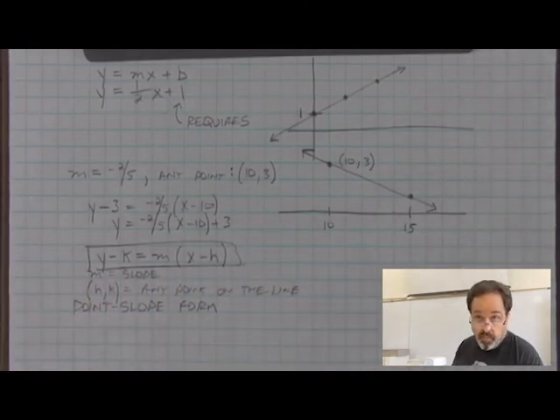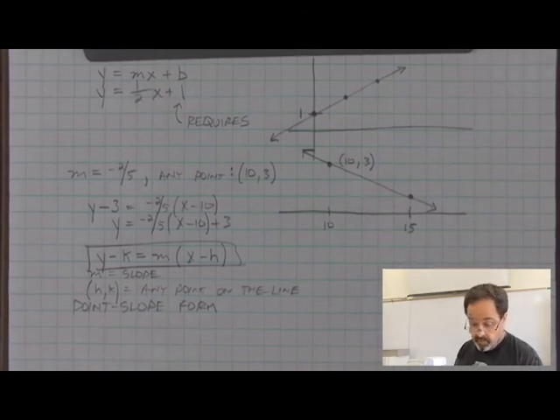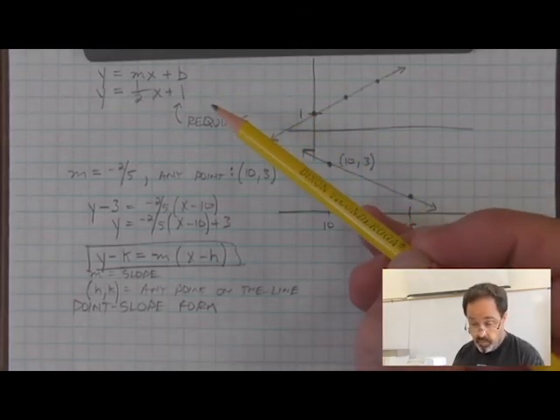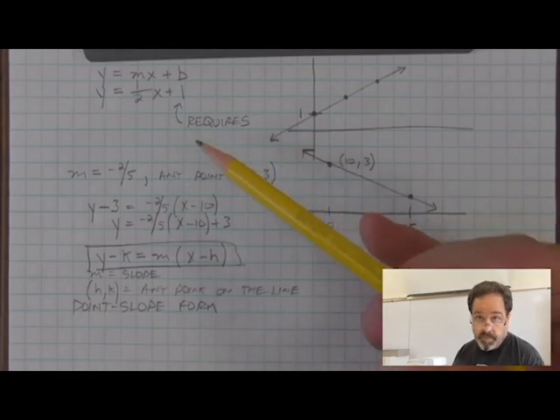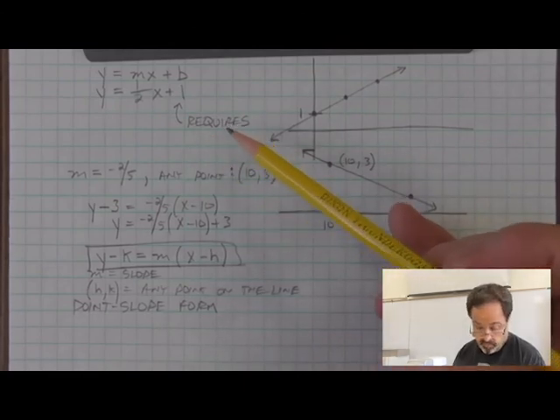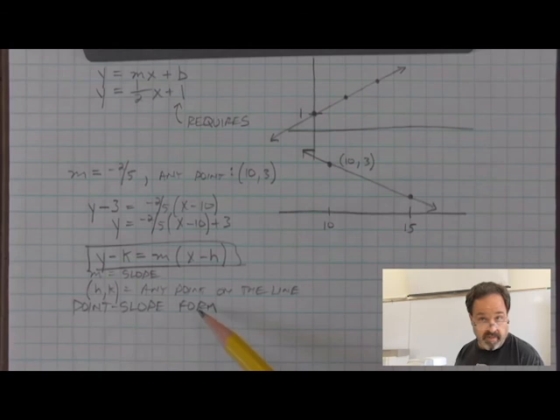It is generally more useful because the slope-intercept form requires the point to be the y-intercept, whereas the point-slope form can take any point at all, even the y-intercept would work.